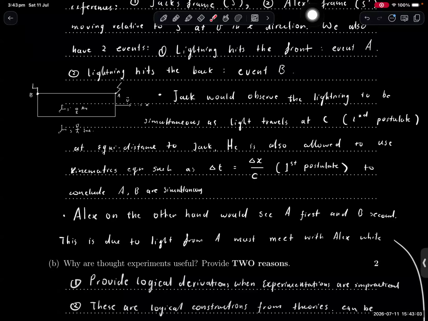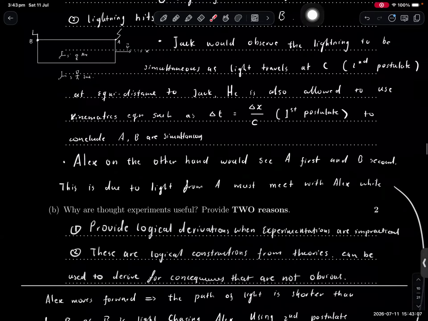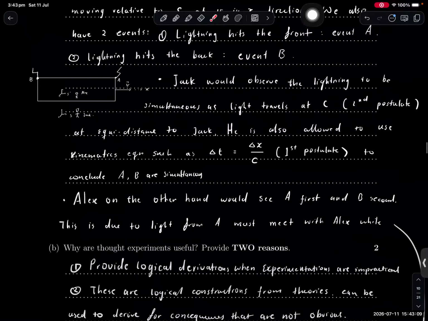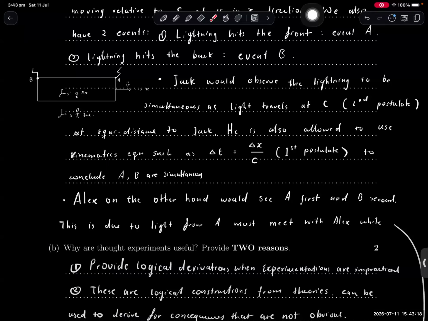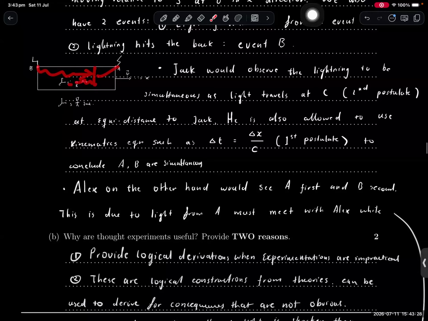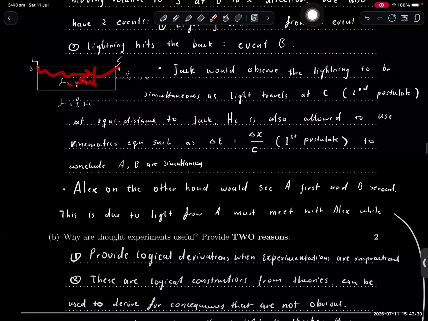Alex, on the other hand, would see event A happen first, while event B happens later. This is because Alex also sees the speed of light to be invariant. This is the second postulate, and he uses the kinematics equation because he's moving towards this beam of light, so it travels a shorter distance. While B has to sort of chase the motion of Alex, so he ends up with a longer distance.